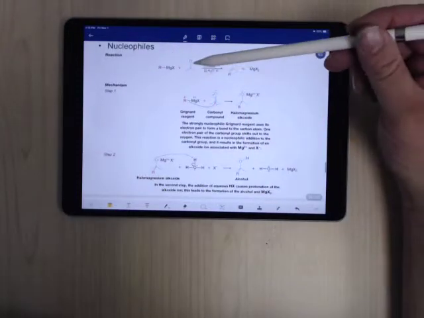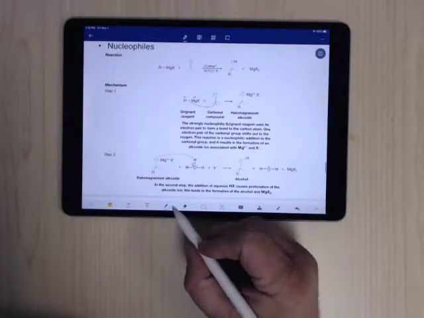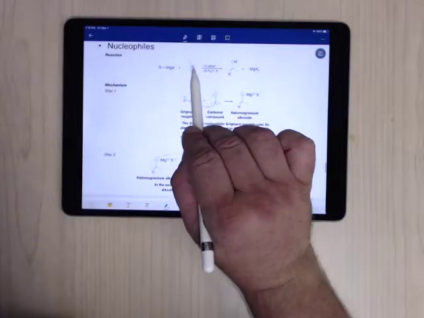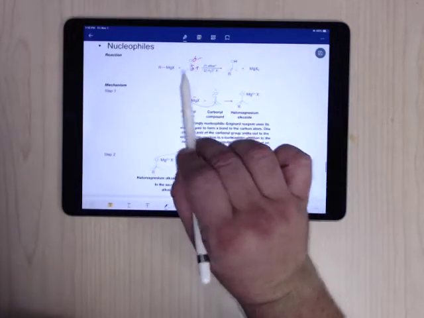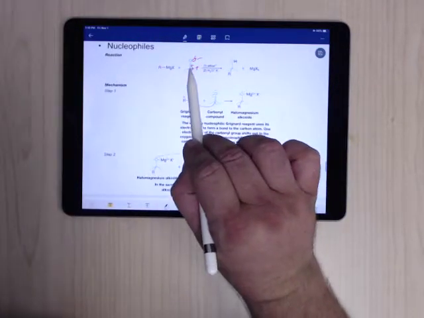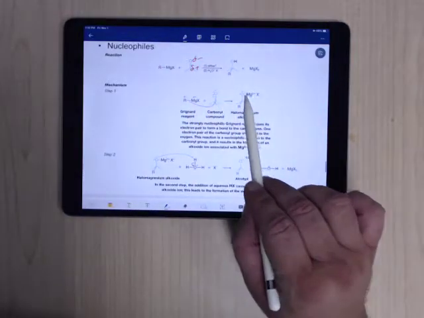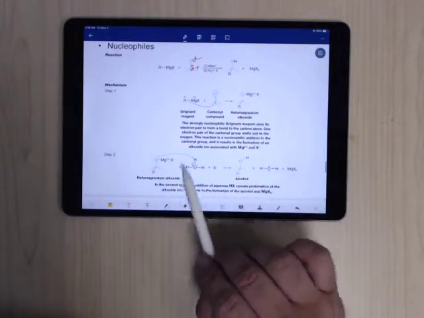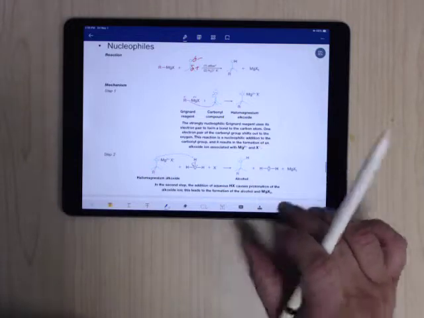So if you had a C double bond O, again, you're going to have partial positive here, partial negative. So the negative charge on this one is going to attack here, move that up. And then during the workup, you're going to make the OH.